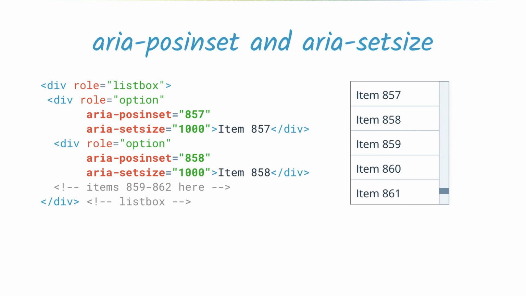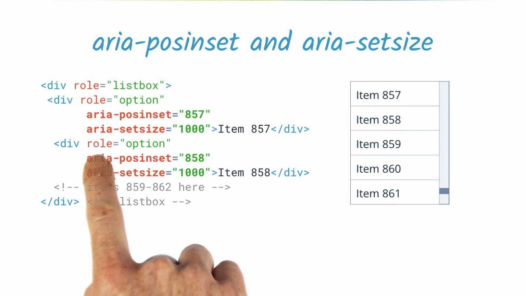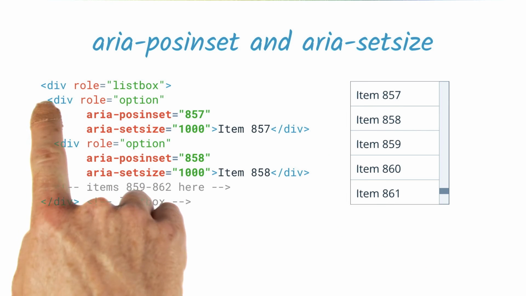For example, in a set which might potentially contain 1,000 elements, I can say that a particular element has an aria-posinset of 857, even though it appears first in the DOM, and then use dynamic HTML techniques to ensure the user can explore the full list on demand. Note that aria-setsize is set on the items in the set and not on the set container.